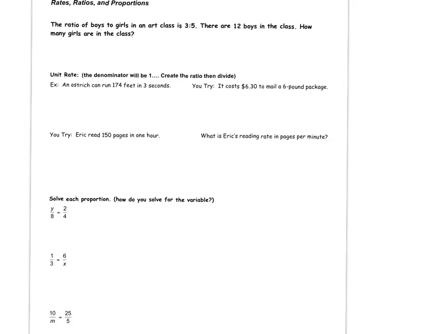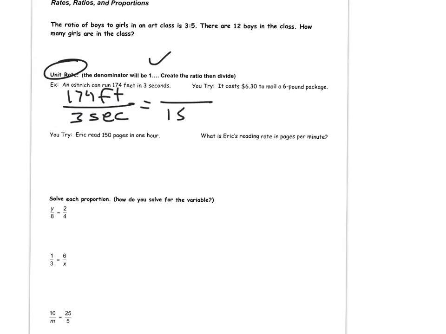Now, let's take a look at the unit rate. That's this right here. When we talk about the unit rate, you want your denominator to turn into 1. So you're going to create the ratio, and then you're going to divide. For instance, an ostrich can run 174 feet in 3 seconds. Well, we would put that feet over seconds, so it's going to be 174. Go ahead and put your unit of measurement. You have to put that over 3 seconds. Now we want to get that to 1 second.